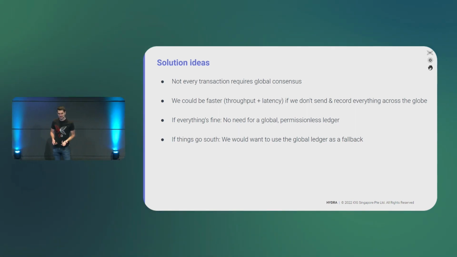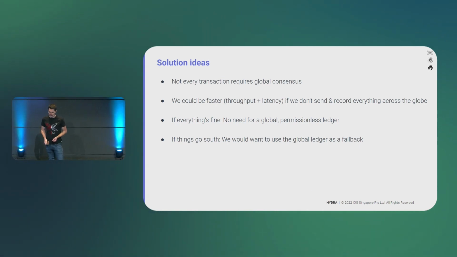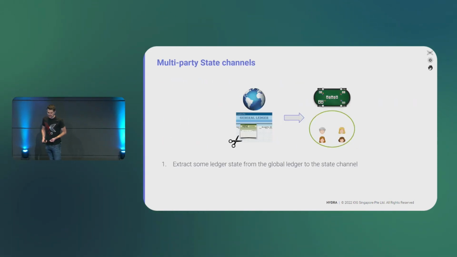So we can go faster, we can go cheaper, if we don't send and record everything across the globe for any kind of transaction we want to process. Often it's sufficient that you agree with your business partners that something happened. And that's fine, we can go faster that way. We don't need a global permissionless ledger for this. But if something goes wrong, if you don't have consensus, you want a fallback mechanism, a layer one.